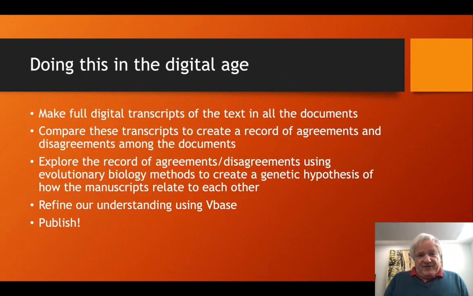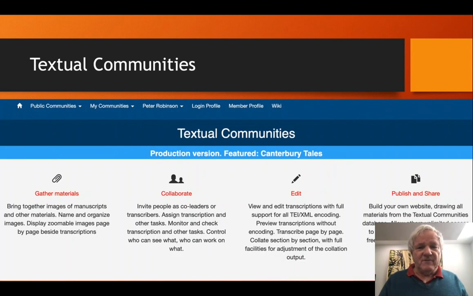To do this in the digital age, firstly we make full digital transcripts of the text. Then we compare these transcripts to create a record of agreements and disagreements. Then we explore that record of agreements and disagreements using methods from evolutionary biology, and then we use a variant database to refine our understanding, and finally we publish. Over the last years, we have developed an online collaborative textual editing environment to do all this, called Textual Communities.